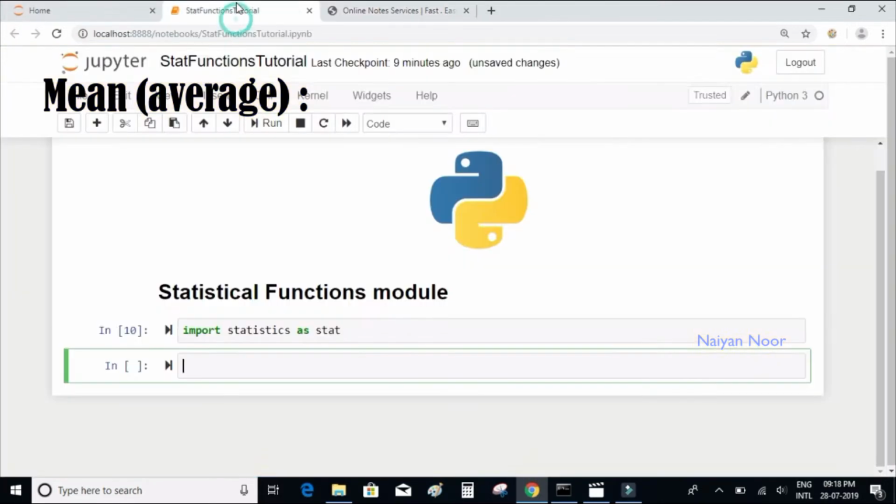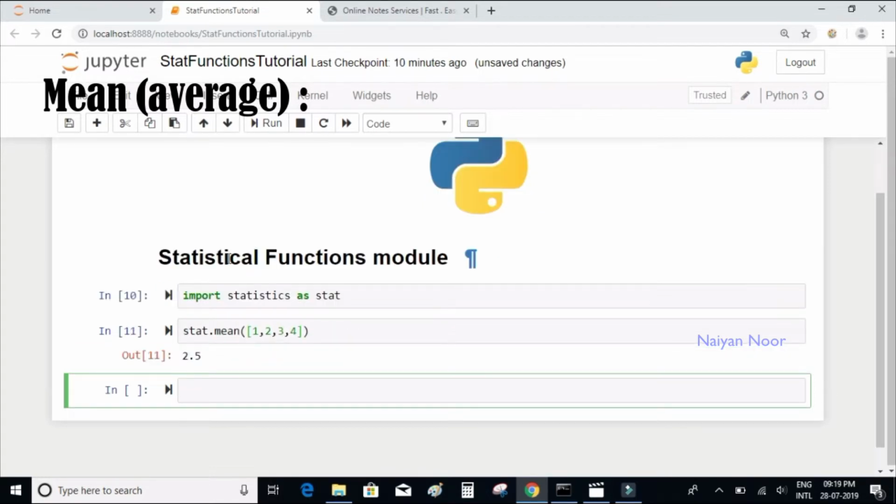To find this, we have a function inside the statistics module called stat.mean, and we can pass our list of numbers. So we'll get 2.5. Most of the time the mean is not a good measure of central tendency, because if we have outliers in our data, they will affect the average.